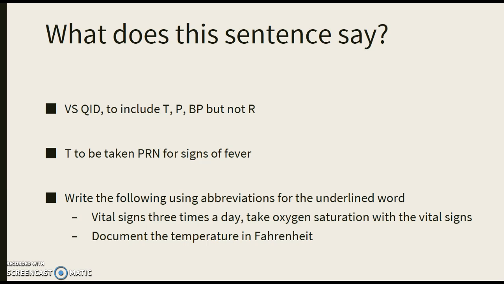And then I want you to pause this, and I want you to write the following using abbreviations for the underlined words. Oh, I forgot to underline them. So vital signs 3 times a day. Take oxygen saturation with the vital signs. I forgot to underline, but you want to do vital signs 3 times a day, oxygen saturation, and vital signs again. Document the temperature in Fahrenheit. So temperature, Fahrenheit.